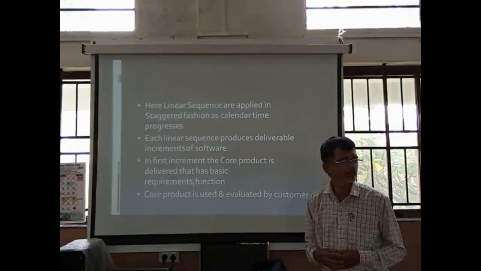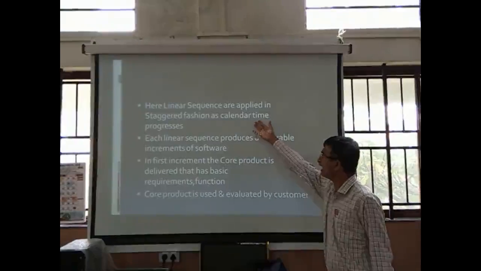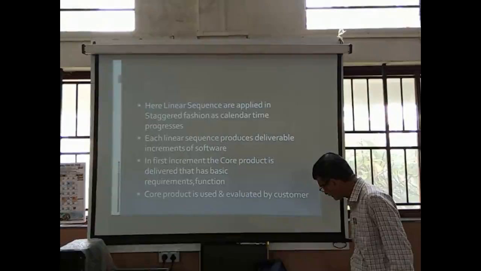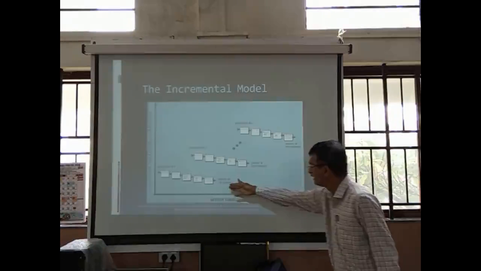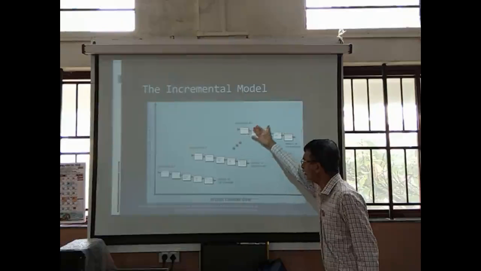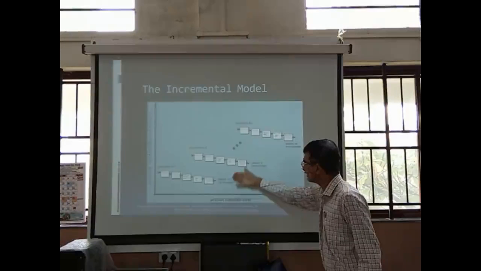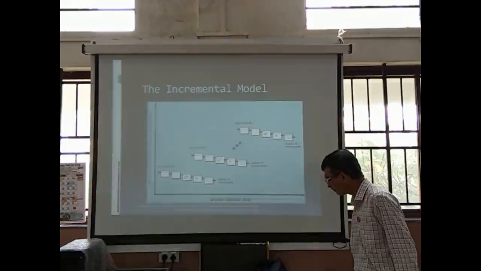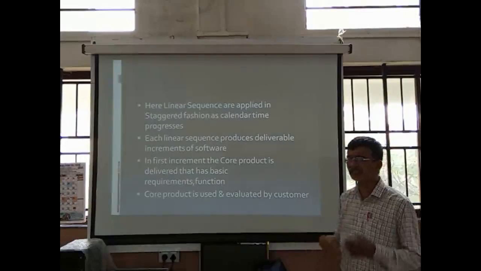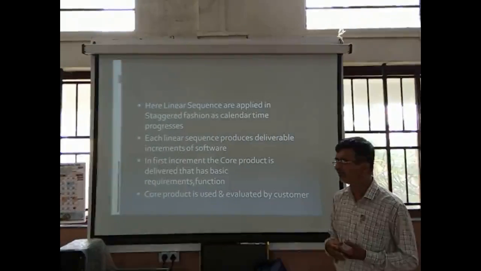So, details regarding this incremental model. Here linear sequences are applied in a staggered fashion as calendar time progresses. You find that the models are in a staggered manner, that is, every increment is one above the other with respect to time. That is what we mean by staggered. Each linear sequence produces deliverable increments of software, so each increment has higher functionality.